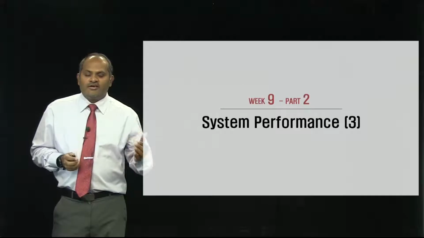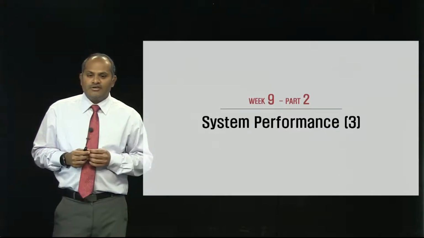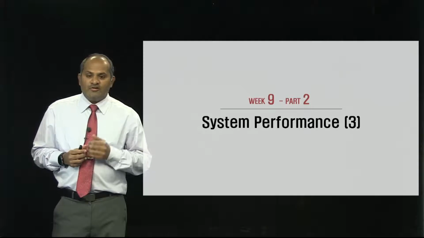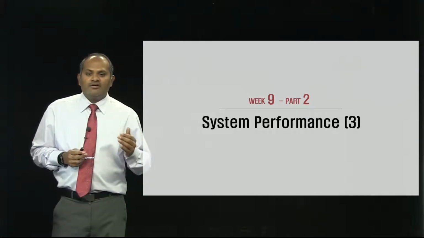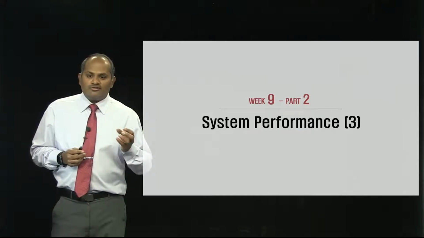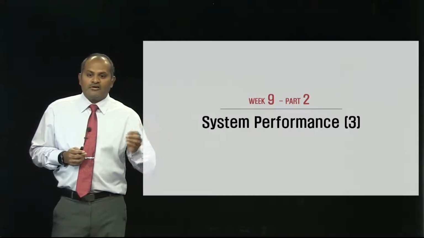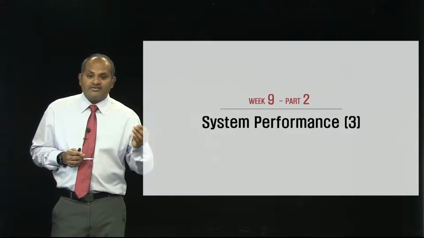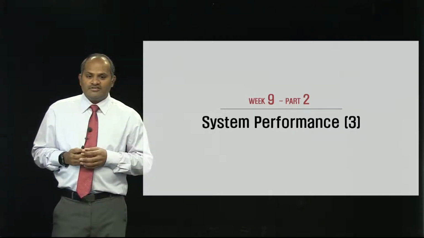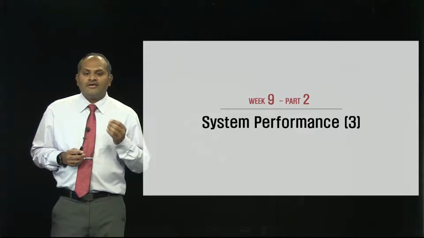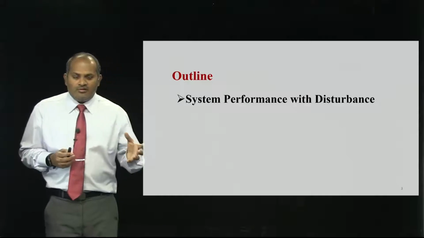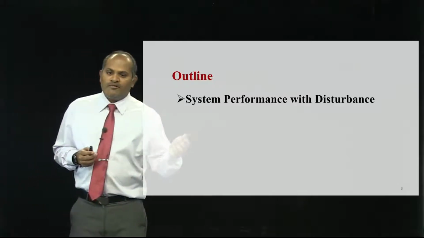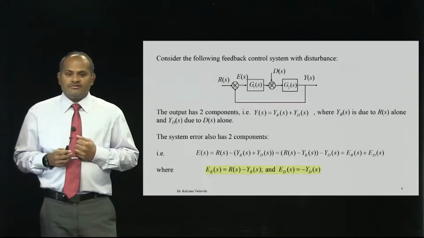In the last week, we discussed system performance. We analyzed the effect of disturbance on the steady state error performance. In this week, we're going to apply this concept to a couple of problems and try to analyze how the disturbance affects the steady state error performance. So, this is week 9 part 2, the last part of system performance. The outline for this lecture will be the system performance with disturbance.